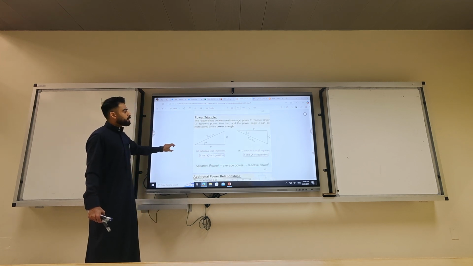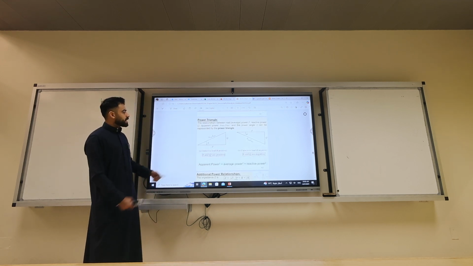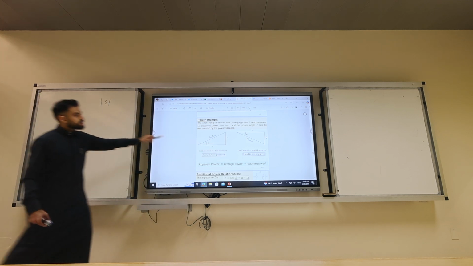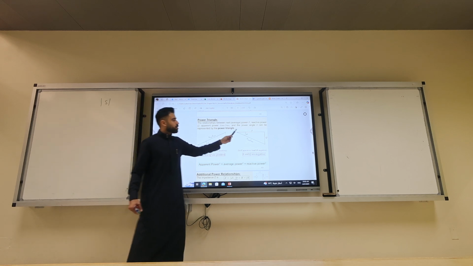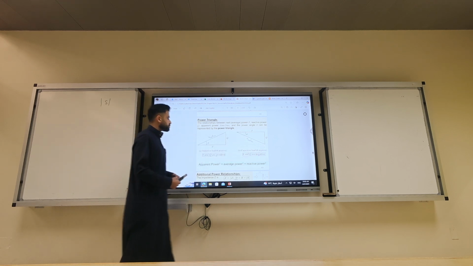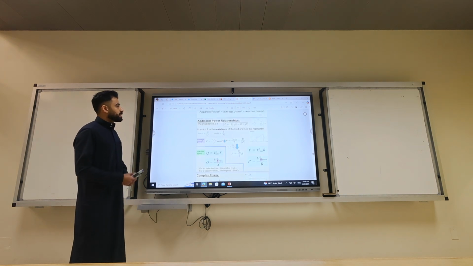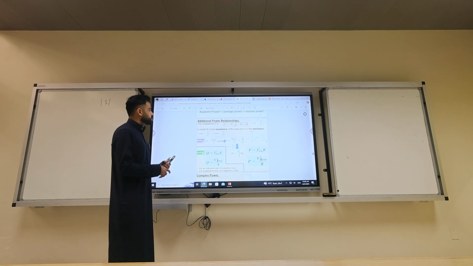Then we talked about the power triangle, and we said the power triangle can give you P, Q, and the absolute value of S. This is the absolute value of S, okay? Then we ended with this slide. We'll talk about additional power relationships.